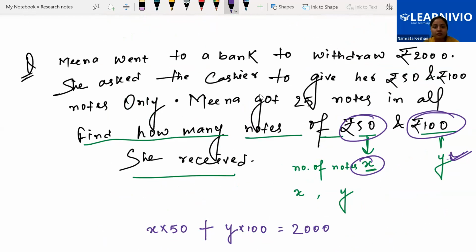Okay, Ziana. Now the next statement is, read it carefully and let me know what will be the next equation. This is our equation number 1. What will be the second equation? Because we are doing pair of linear equations, so there has to be a pair.